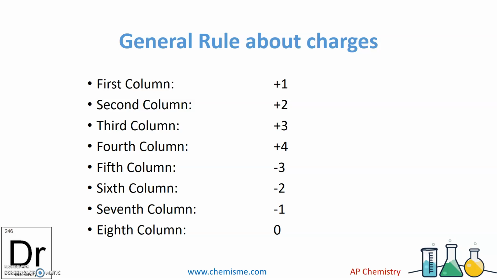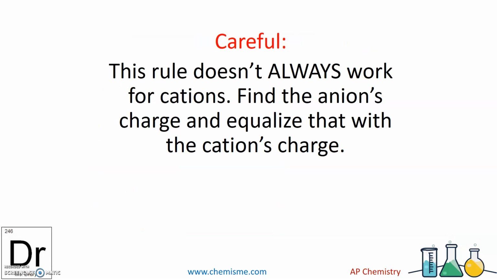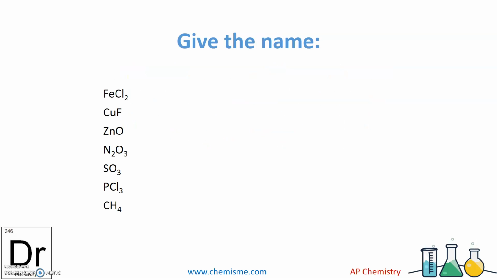General rule is the first elements in the first column are +1, the second column are +2, aluminum's column or boron's column is +3, carbon's column is +4, and then works their way down. Nitrogen's column is -3, oxygen's column is -2, fluorine's column is -1, and then we have the noble gases at 0. This rule does not always work for cations, so you're going to have to follow the anion charge and equalize that charge with a cation charge, make them equal to 0.